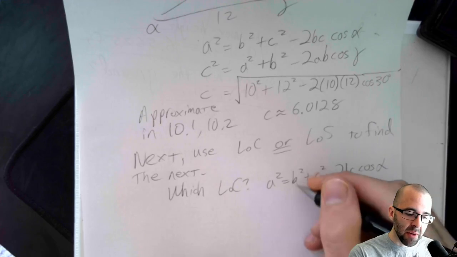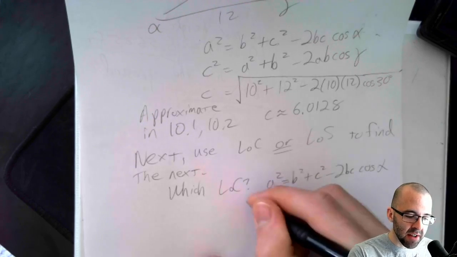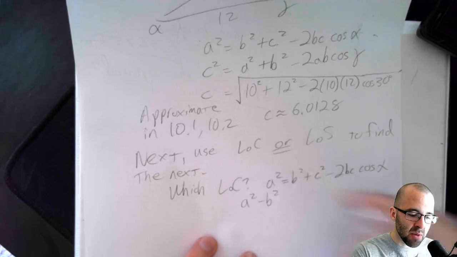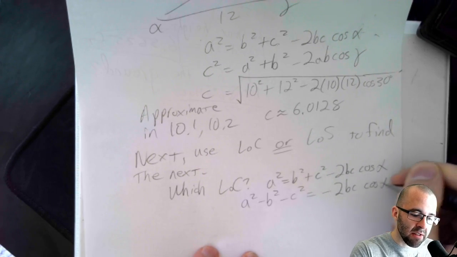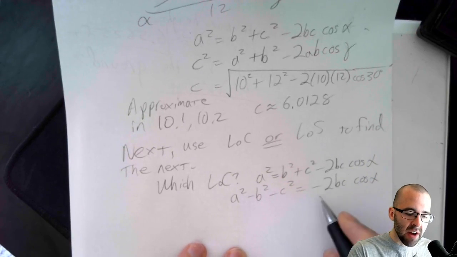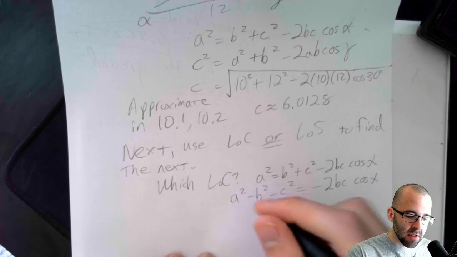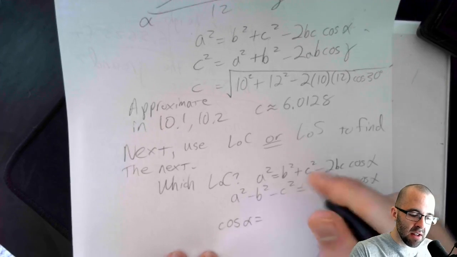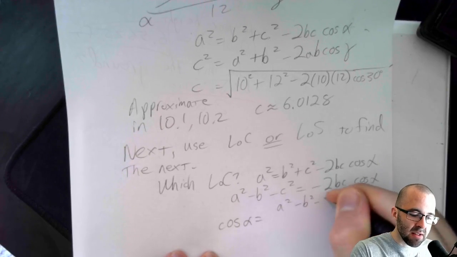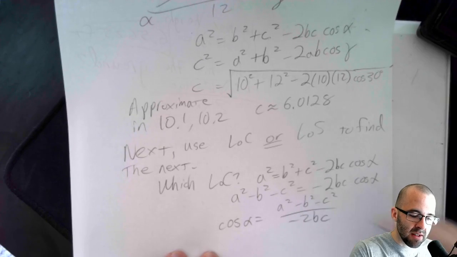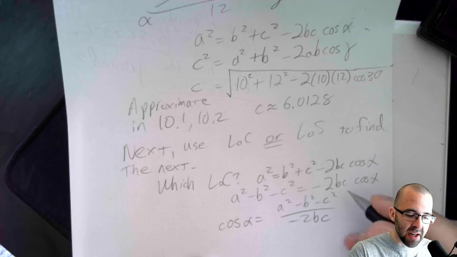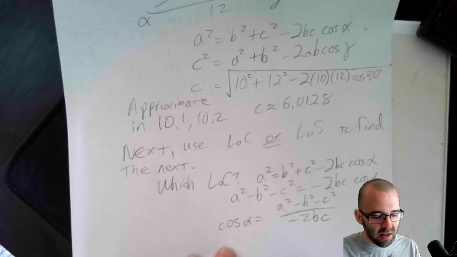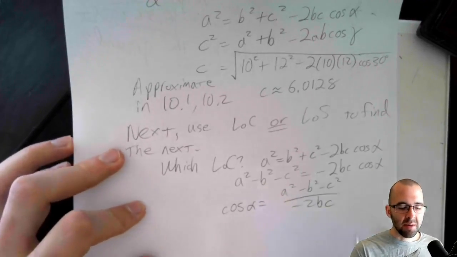If we're solving for alpha, we could subtract b squared and c squared from both sides. We get a squared minus b squared minus c squared is equal to negative 2bc cosine of alpha. And then divide both sides by negative 2bc. That would give you that the cosine of alpha is equal to a squared minus b squared minus c squared divided by negative 2bc. If you want to write this on your formula sheet, you can. Or again, you could multiply the top and the bottom by a negative and get a slightly nicer version, or you can just do this every single time.